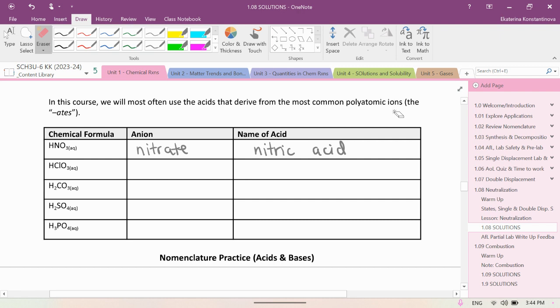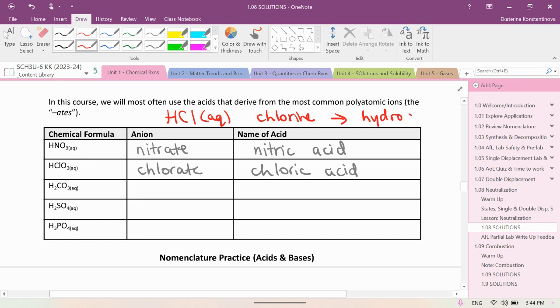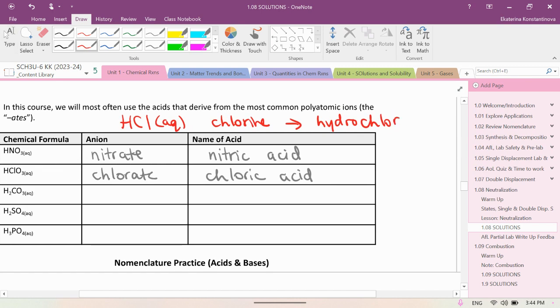A better example of this would be if we take a look at something with chlorine. So HClO3 is your anion, which is chlorate. So we call this chloric acid. Now let's say I had just HCl aqueous. I would see that I have chlorine as my anion, which means it would be hydrochloric acid because it does not have any oxygen present.